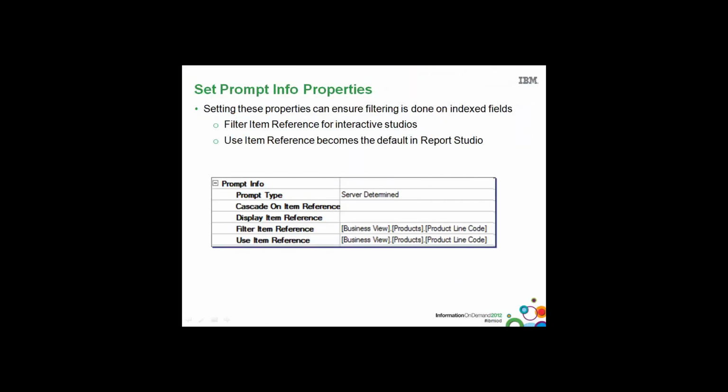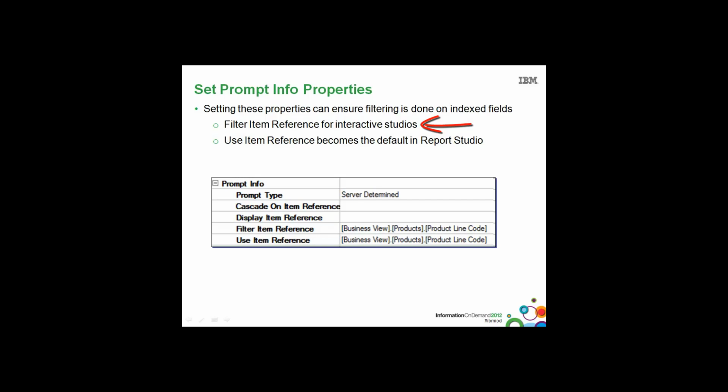Another way to help improve report performance is by setting prompt info properties. Setting these properties can help ensure that filtering is done on index fields rather than non-indexed fields. The filter item reference property is used for the interactive studios. So for example, in Query Studio, if you filtered on product line, the filter item reference would ensure that product line code is used in the where clause or the filter expression within the SQL that's generated and sent down to the data source.